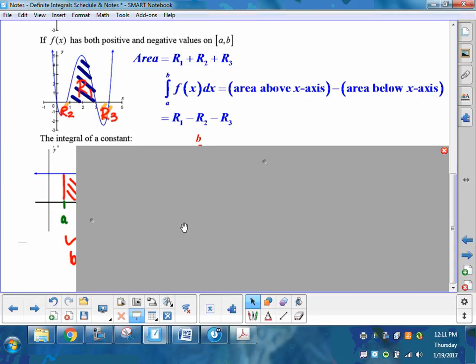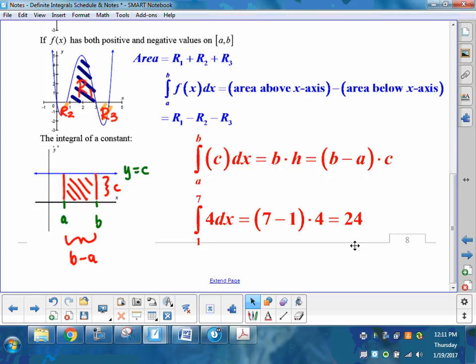Now, here's one that's the most interesting. The integral of a constant. Now, the integral of a constant is going to be kind of easy. You did this already. Think about if you graph out a constant, like y equals 5, and you're collecting the area under it from 1 to 2, what shape would that create? A rectangle. So it's going to be really easy. Base times height.